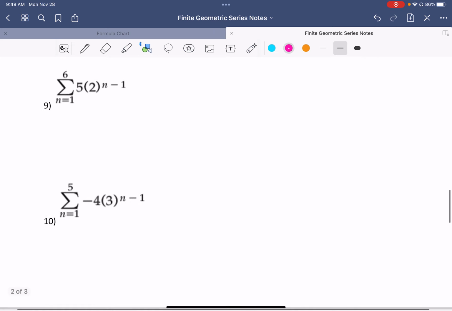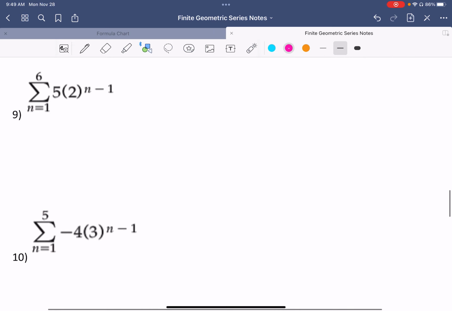Okay, now that you've done number 8, let's do number 9. So here we have a series in summation notation, or sigma notation. So we have the lower bound and the upper bound. That's going to be important.